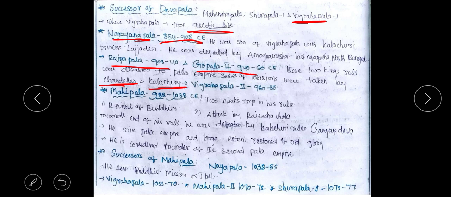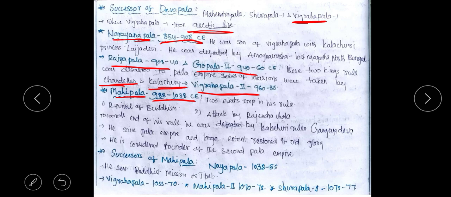After this we see Vigrahapala the second, who ruled up to 985. Then the next little important ruler is Mahipala, who ruled up to 1038. He is important because two events took place during this period. The Pala Empire was declining, and at this time he came as a savior. He saved the Pala Empire to a large extent and restored its old glory, the power and prestige it had before.